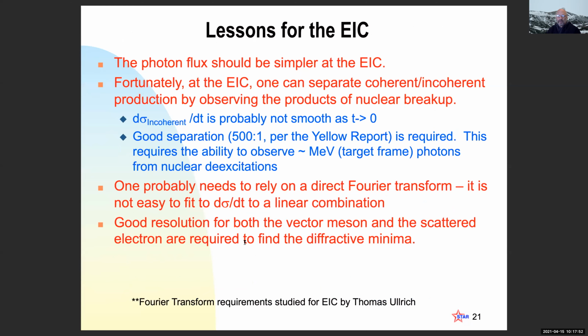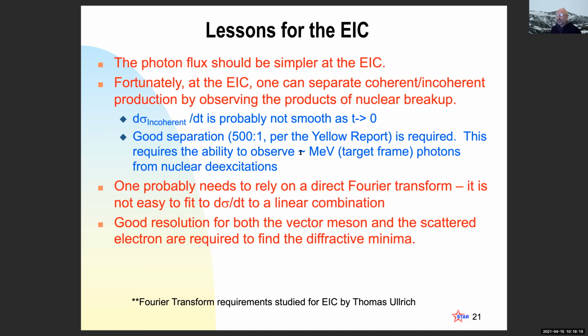So many of these problems are also true at the EIC. The photon flux should be simpler at the EIC. There you would use a different strategy. You can separate coherent and incoherent production by observing the products of nuclear breakup. But you still have to confront this problem. The sigma incoherent dt is probably not smooth as t approaches zero. You need very good separation.